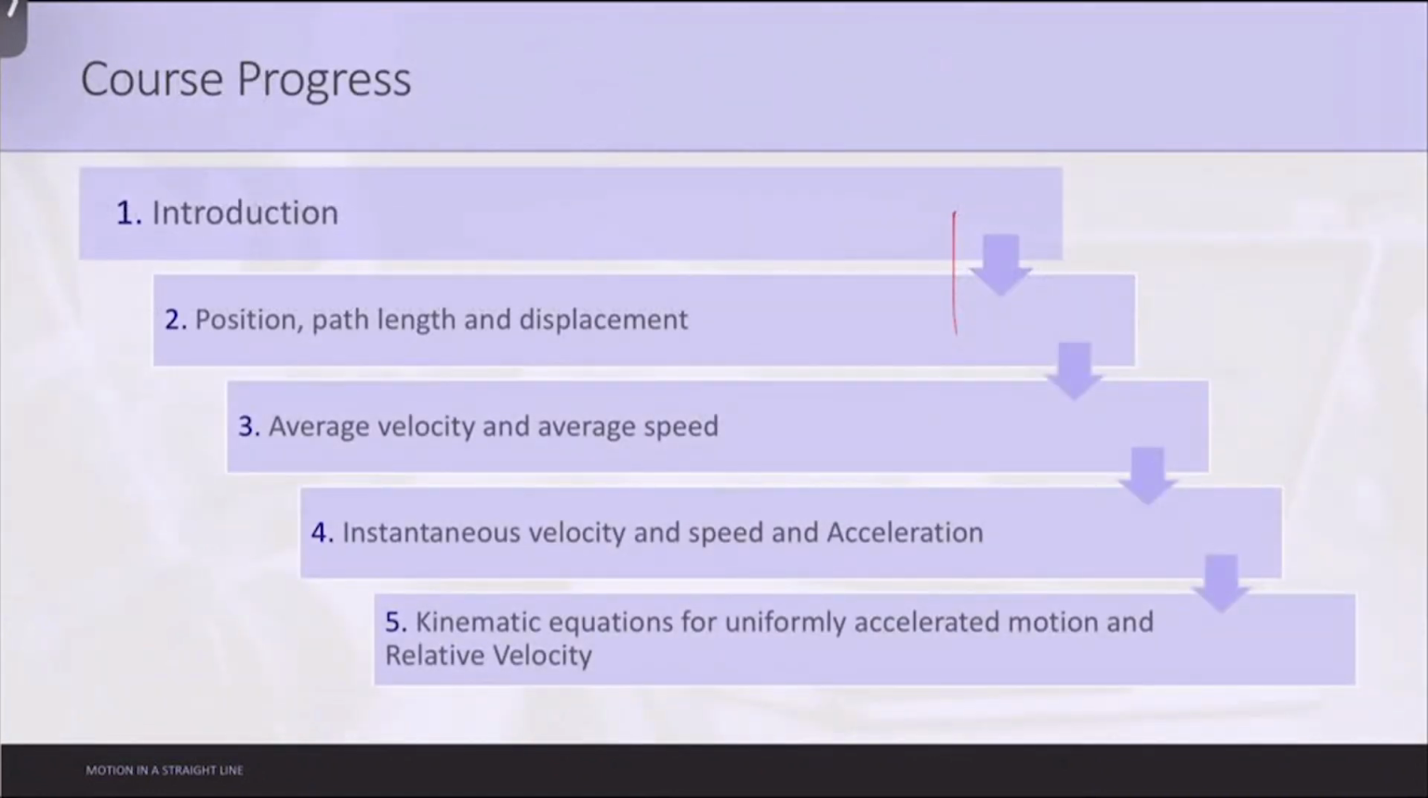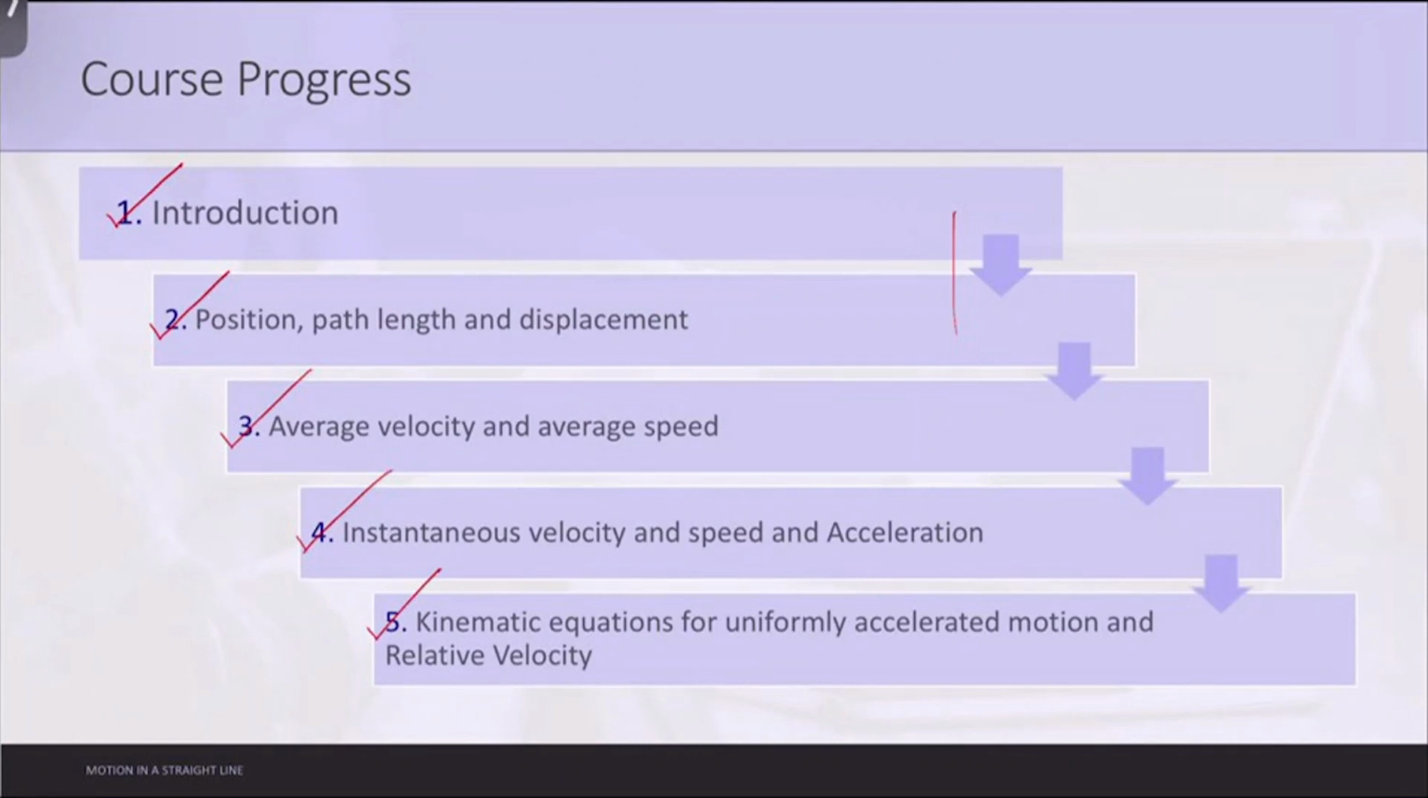Just the final course progress for you. We started with the introduction, in which we understood motion in a straight line. Then we understood position, path length, and displacement, and the difference between path length and displacement. Third, we understood average velocity and average speed, and the difference between them. Then we understood instantaneous velocity and speed, and acceleration. Finally, in the fifth concept, we understood kinematic equations for uniformly accelerated motion.